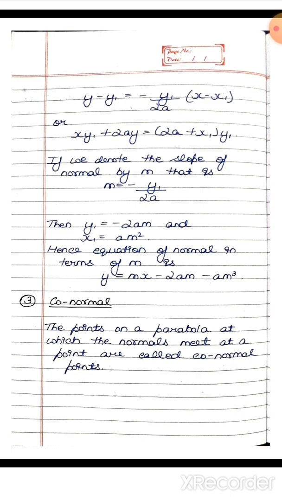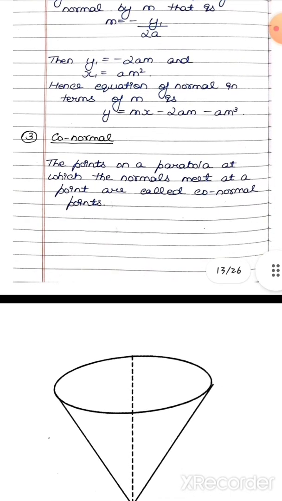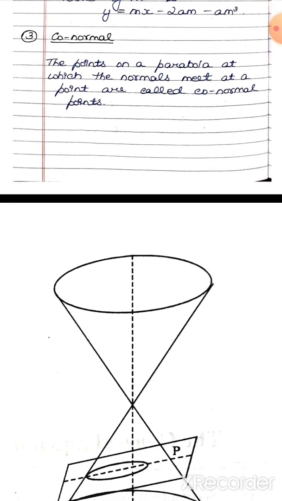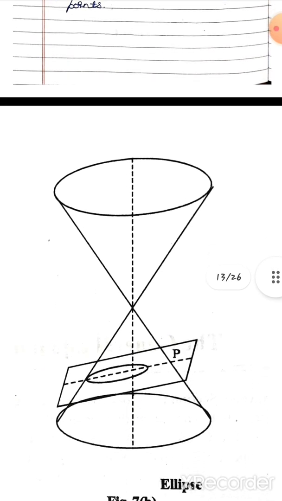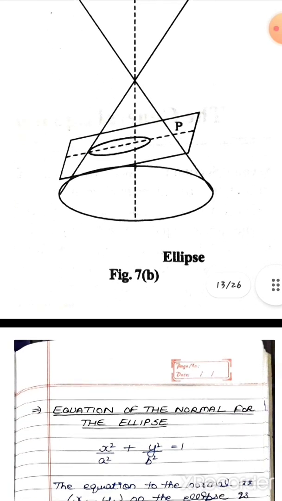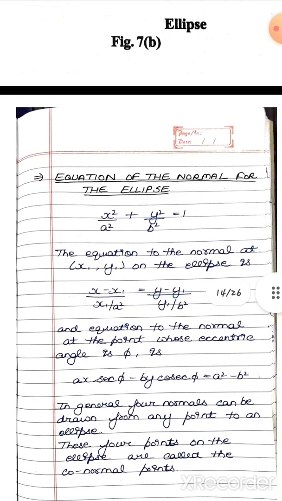Next, after normal, we come to conormal. What is conormal? The points on the parabola at which the normals meet at a point are called conormal points. As we can see, the image of an ellipse formed through a cone. So, how will we get the equation for the ellipse?